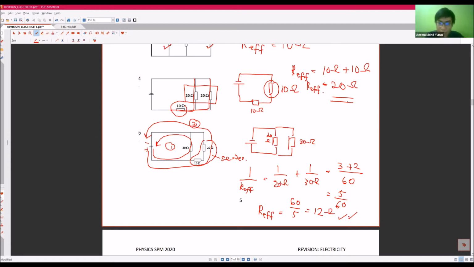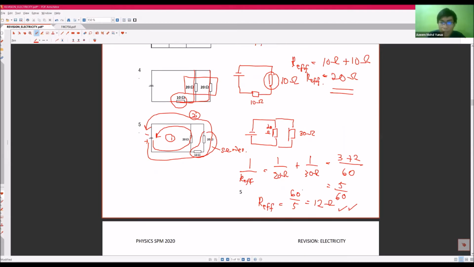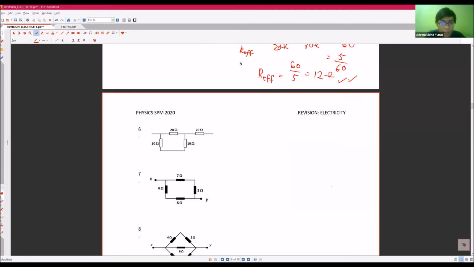So make sure that you don't leave your answer in fractional form. You must convert it into a single number or decimal form. If you leave it as it is, it is not acceptable in SPM. And of course, you need to include the unit ohm here. Okay, so let's move on to the next question.